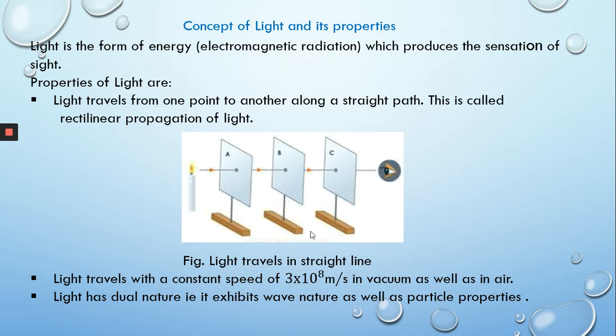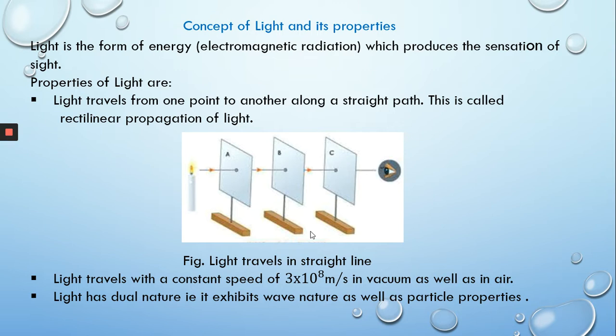As we all know, we can see things around us only in the presence of light. So what actually is light? Light is a form of energy which produces the sensation of sight. Some of the properties of light are: light travels from one point to another along a straight path. This property of light is known as rectilinear propagation of light.